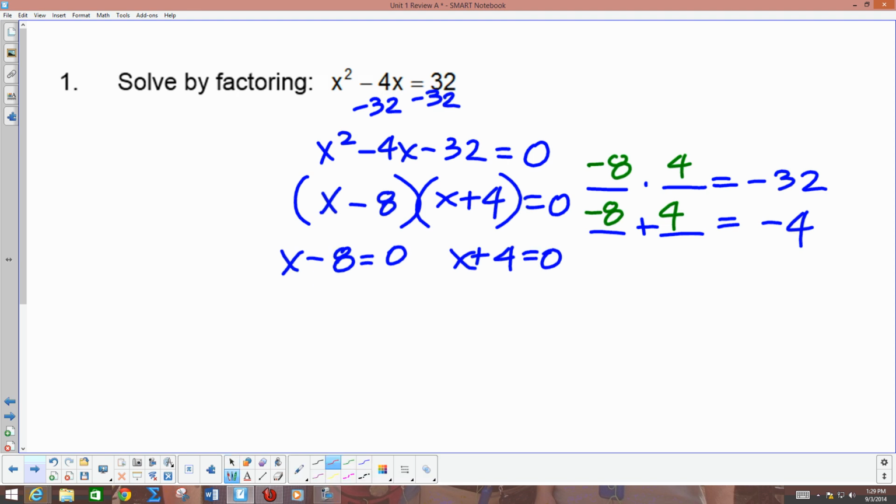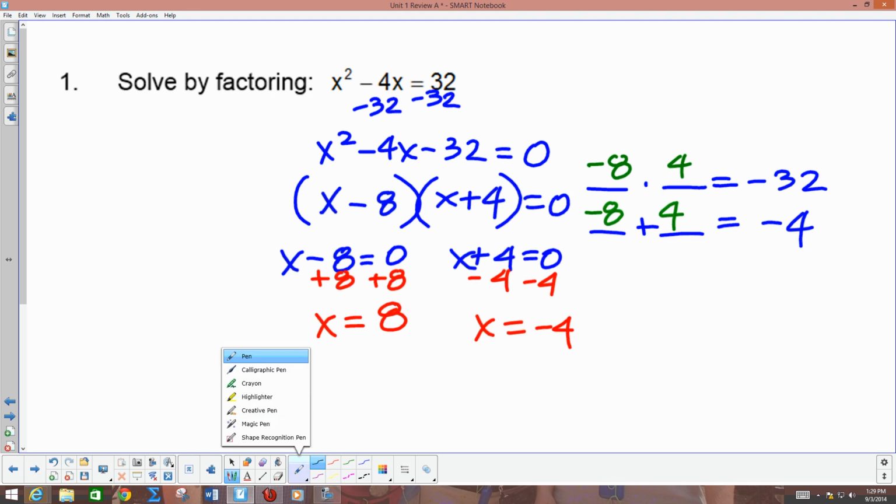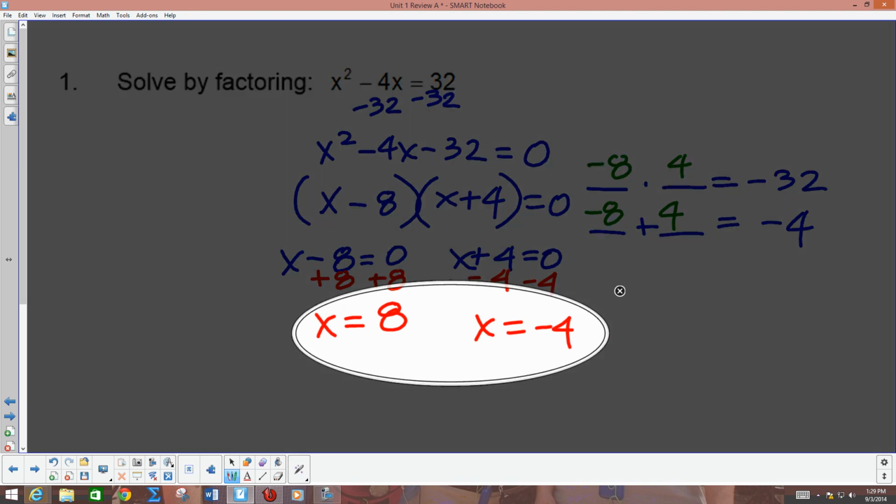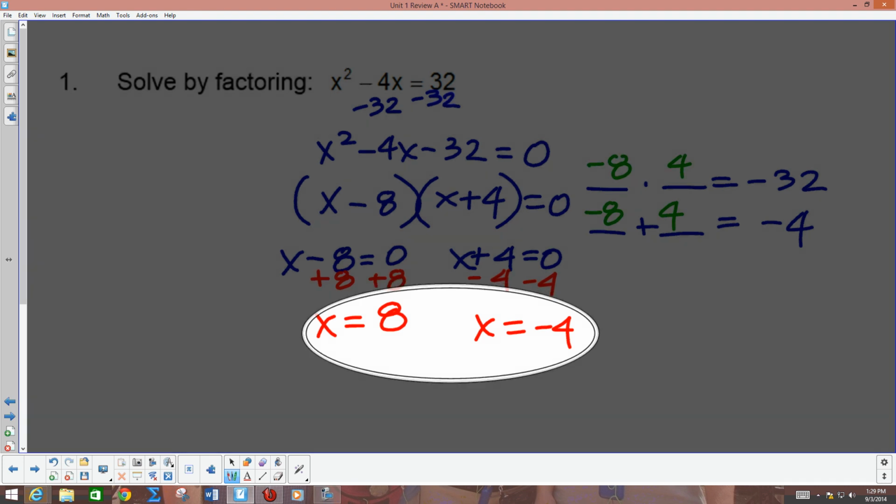So I add 8, and so be sure that you know that you're solving these. So you want to have x is equal to answers. You don't want to leave them in factored form. You want to make sure that you are solving them, and so your answers are, let's see if I can do the spotlight pen. So this is how you have the answers, okay? You want to make sure that they're in the form of x equals.